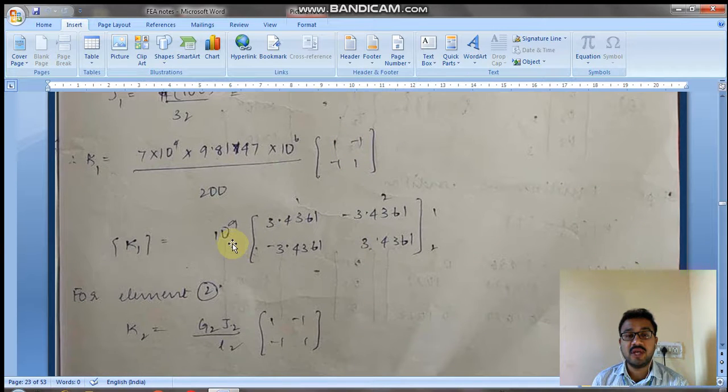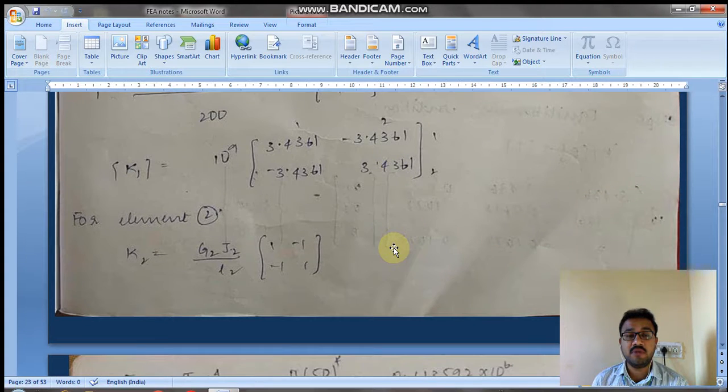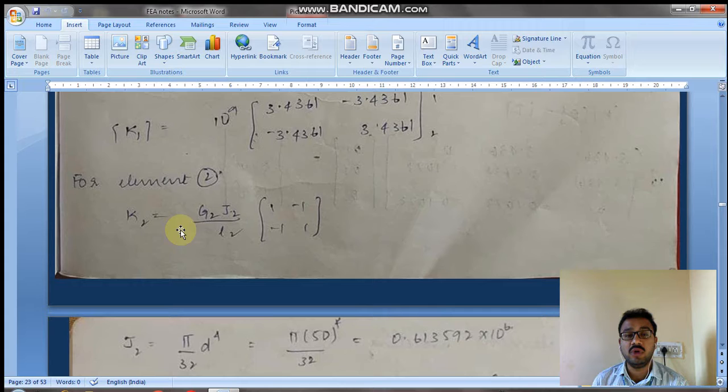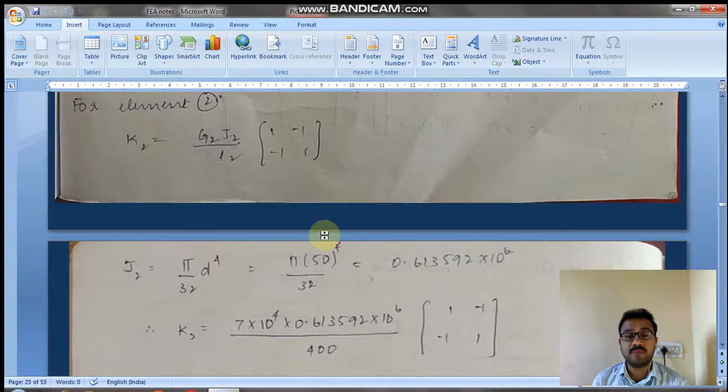So after simplification I'll be getting 10 power 9 of 3.4361, minus 3.4361, minus 3.4361, plus 3.4361 for the element 1. For the element 2 I'll be following the same thing with the change of formula: K2 equal to G2 J2 by L2, with 1, minus 1, minus 1, 1.